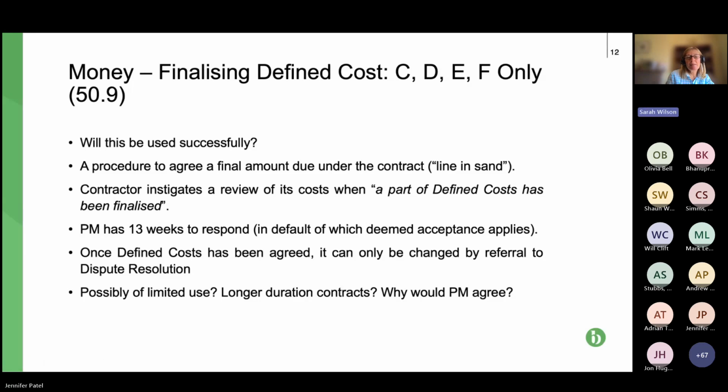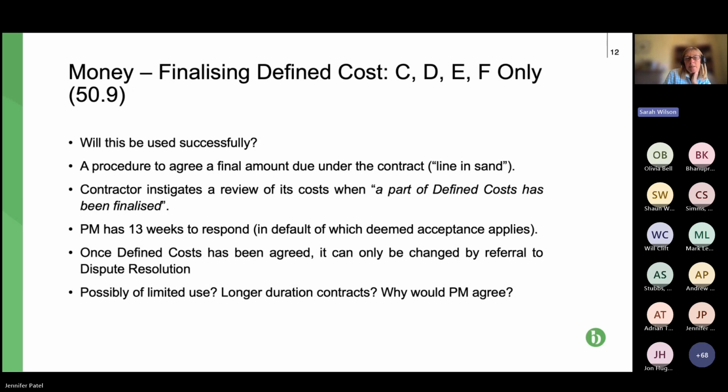Okay, so the next change that we have is at clause 50.9. So this is finalising the defined cost. So it's for options C, D, E and F only. So it doesn't apply to your fixed prices A and B, which, to be fair, are the most commonly used. So it's basically, I think, only going to be used in projects of a fairly long duration.